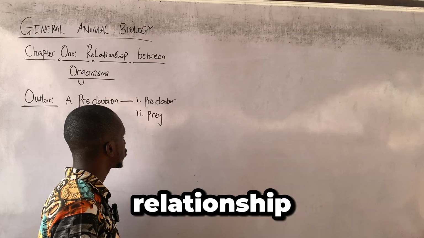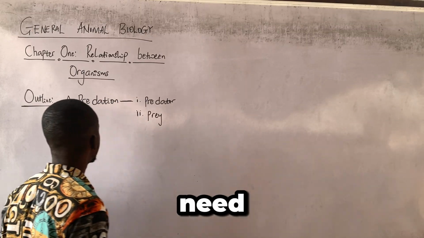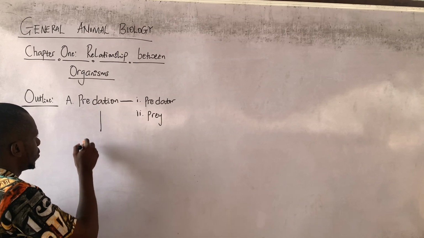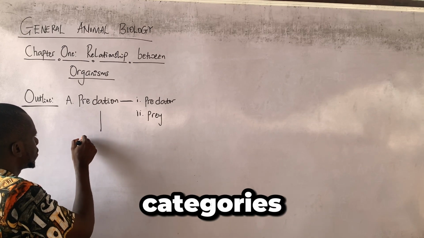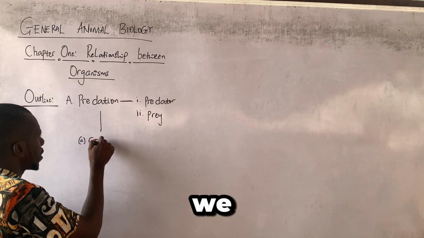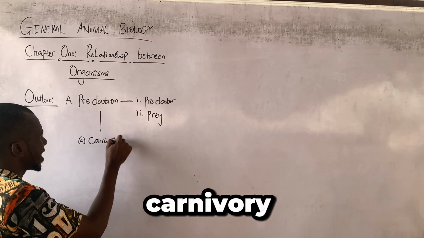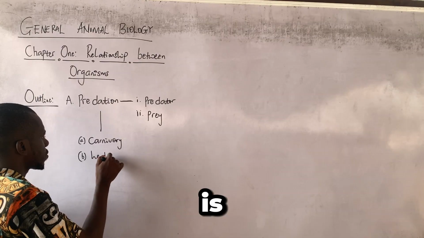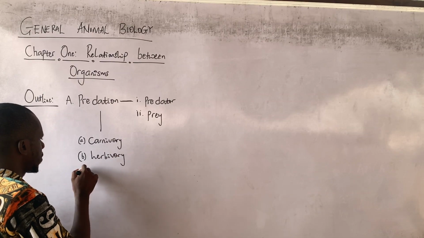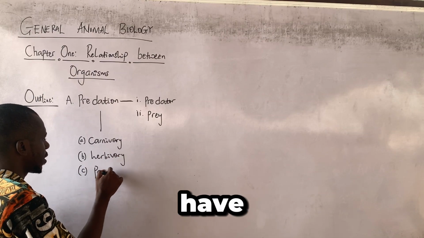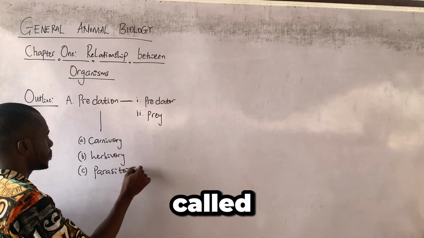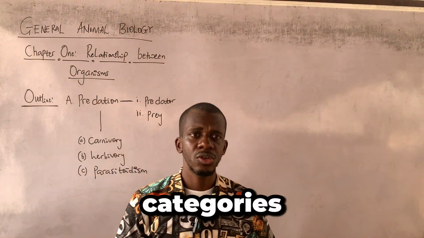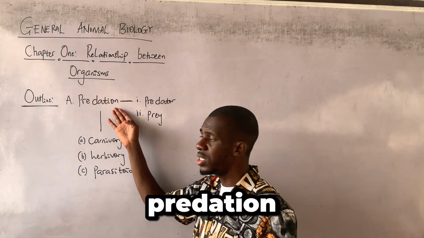So that is that for the predator-prey relationship. Now, what else do we need to know? In the predator-prey relationship, we have subcategories. The first category we have is called Carnivory. The second category we have is called Herbivory, while the last category we have is called Parasitoidism. These are the three main categories of predation.